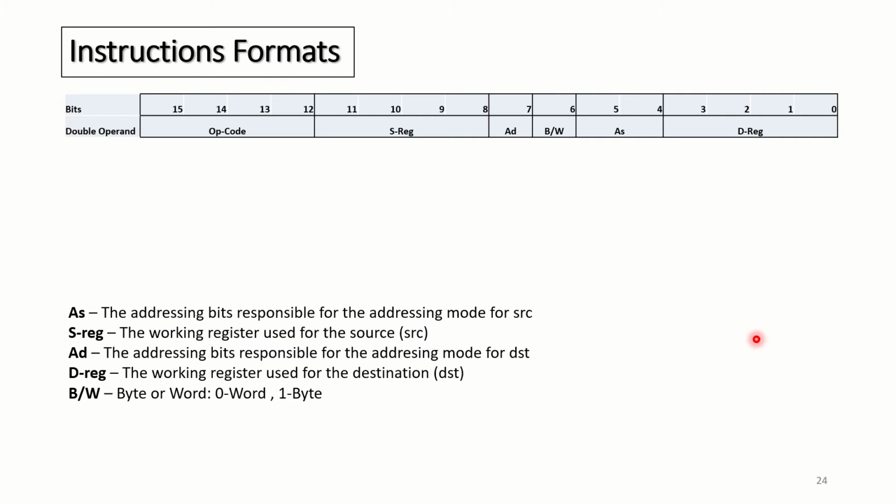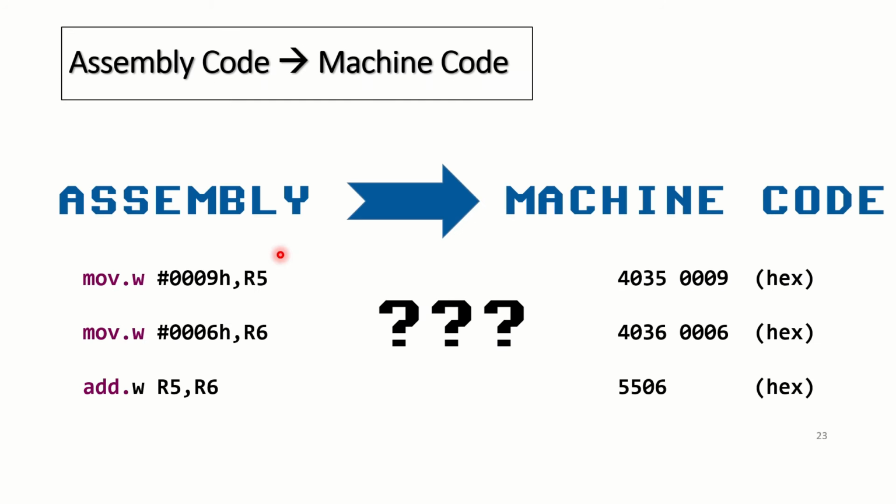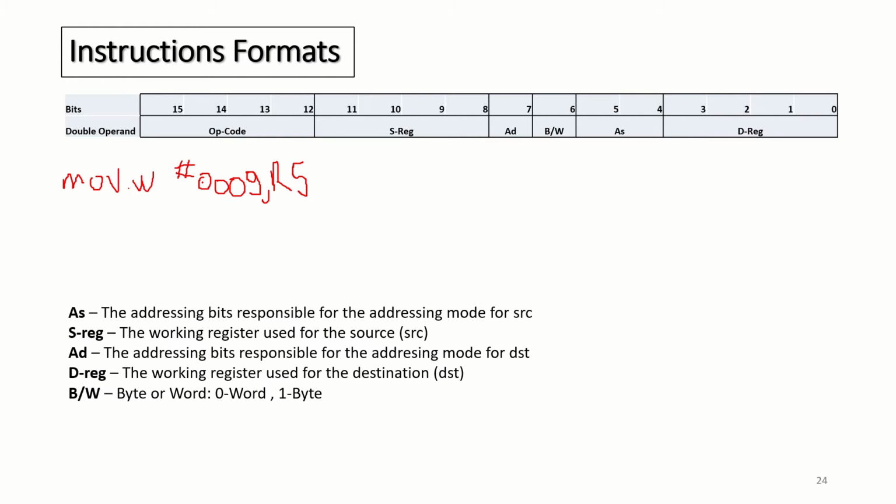Now let's focus on double operand instructions and see how the instructions in the previous slide were converted into machine code. The first instruction that we are going to examine is this one: move 0009 hexadecimal to register 5. And be careful that we are using immediate mode as the addressing mode here. Now from the instruction map, we know that our opcode is 4 for the instruction move. So our opcode will be 4. We will have 0, 1, 0, and 0 here. Since we are using the immediate mode, we are not using any source register. This means that we will have zeros here.